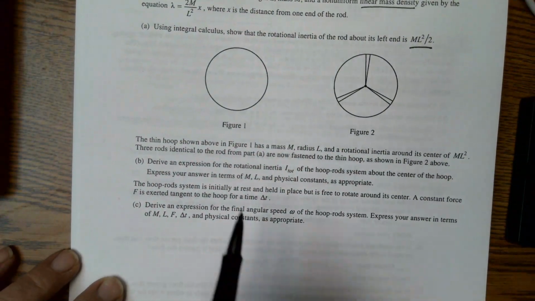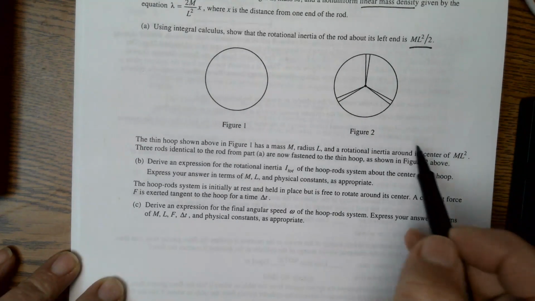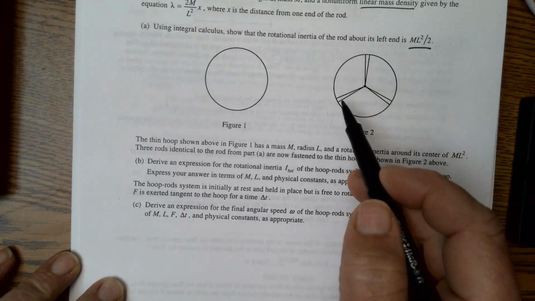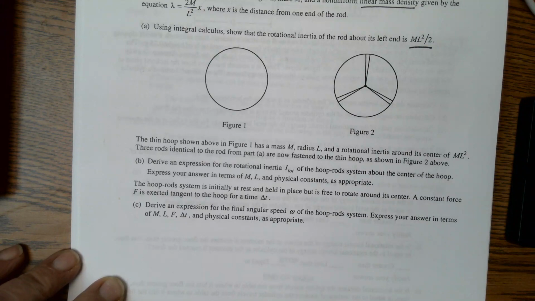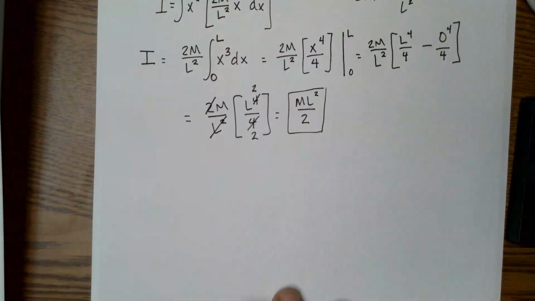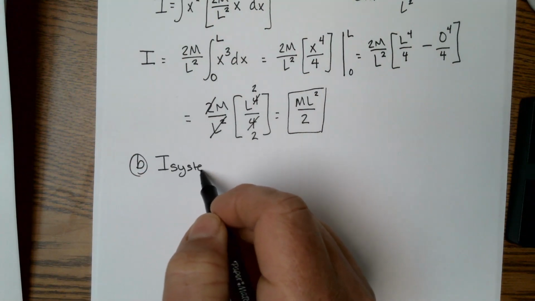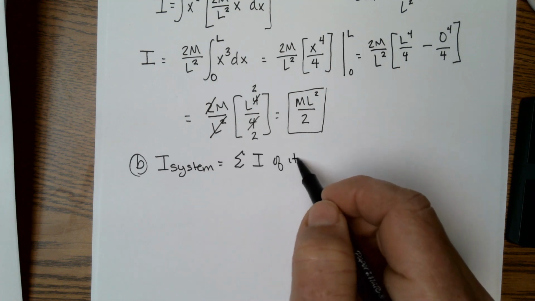It says the thin hoop shown in this figure has mass m, radius L, and a rotational inertia of mL squared. Three rods identical to the rod from part A are now fastened inside this hoop. In part B, it says derive an expression for the rotational inertia of the hoop-rod system about the center of the hoop, and express all your answers in terms of m, L, and physical constants as appropriate. Now remember that the I of a system is nothing more than the sum of the I of its parts.